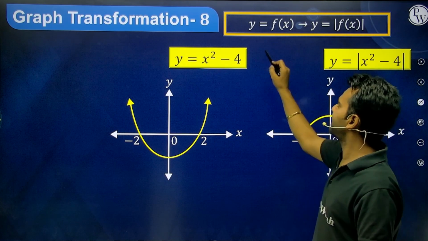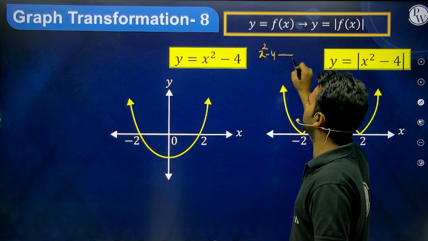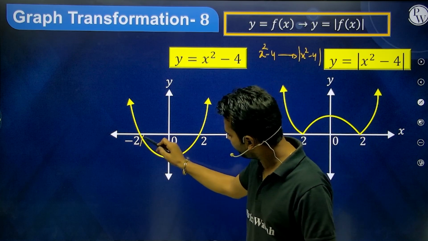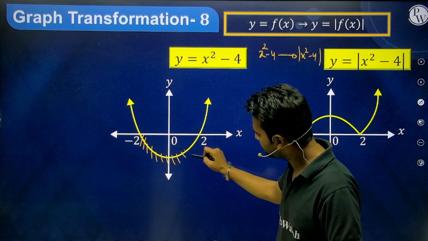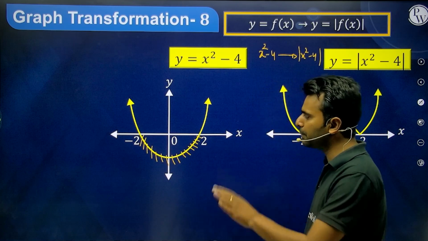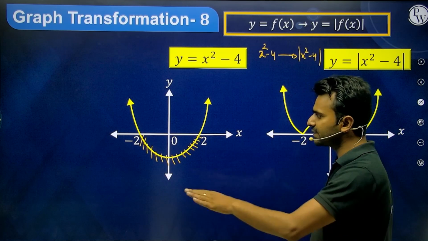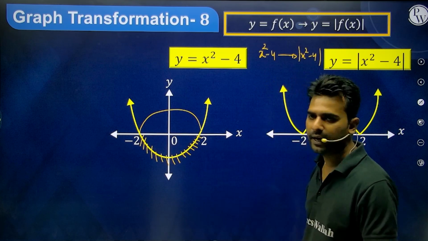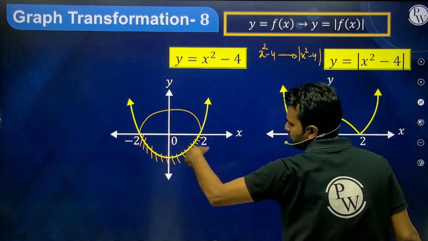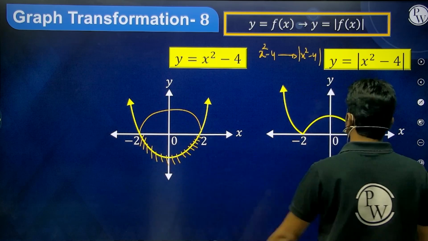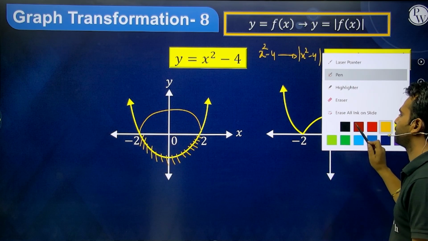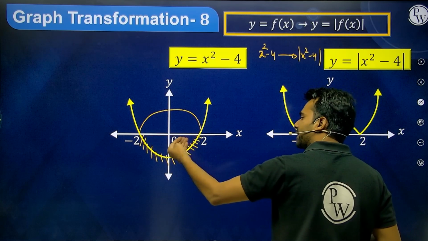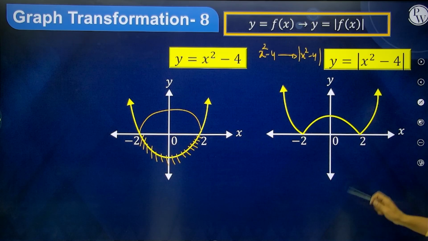Look, x square minus 4. That means the entire expression in x has been replaced by the modulus of that expression. So what do we do? We first remove the portion below the x-axis. Keep the portion above the x-axis as it is, and just take the removed portion's mirror image about the x-axis only. This is the removed portion. We just take its mirror image about the x-axis only. This is how the graph is formed. Understood? The portion which has been removed, we take the mirror image of that portion only. So that's how the graph is formed.